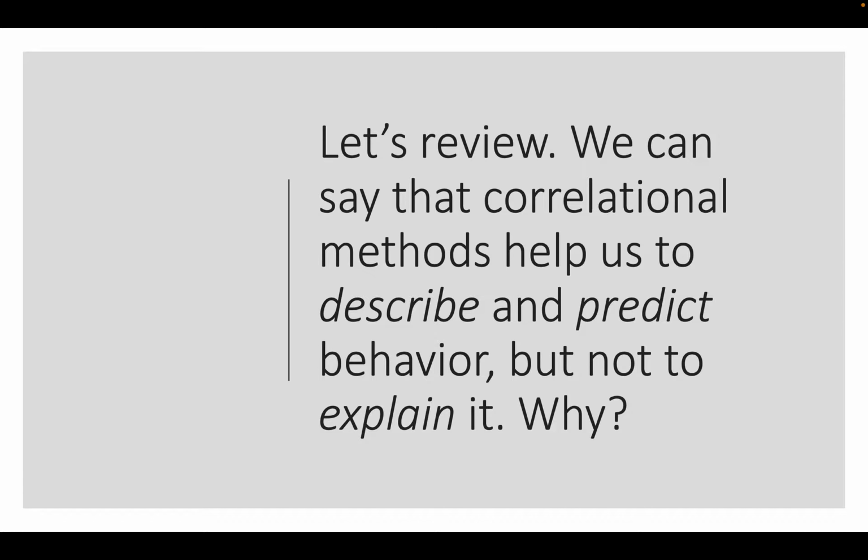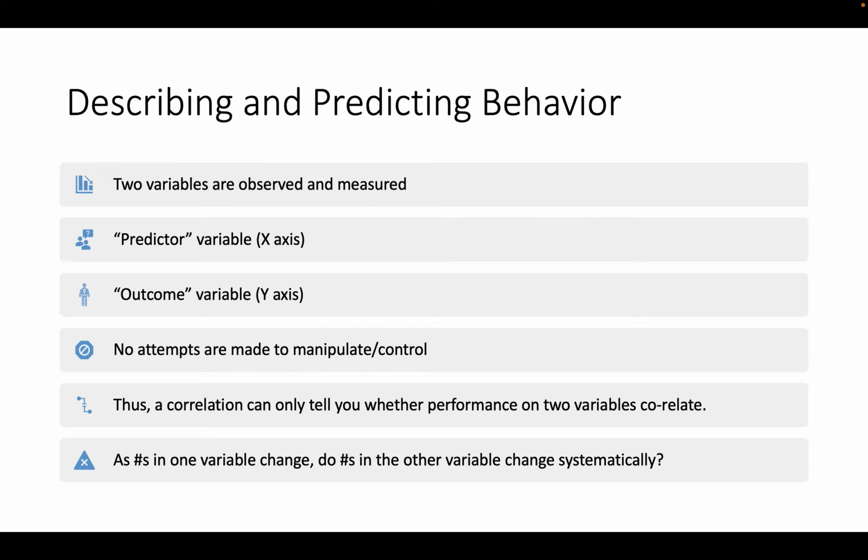So why isn't a correlation able to explain behavior? Well, third variables are a key part in answering this question. Let's think about what a correlation does. We measure and observe two variables. Our predictor variable is on the x-axis and our outcome variable is on the y-axis. But that's it. We aren't controlling anything or manipulating any variables. So a correlation can tell us if performance on the two variables correlate. As one changes, do we see a systematic change in the other?